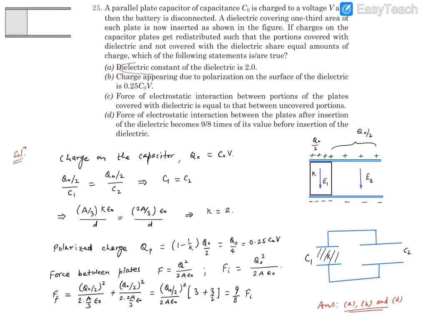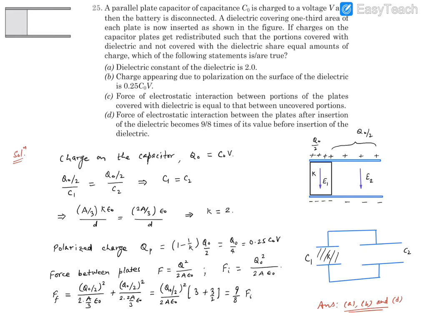Option A talks about dielectric constant, so we need to check about the dielectric constant. Then polarization charge. Then electrostatic interaction between different portions, and a similar thing in option D. So let's redraw this picture over here. Now let's say when you connected this with a battery, the charge came out to be Q0. Q0 is going to be C0 into V. This is going to be the initial charge on the plates of the capacitor.